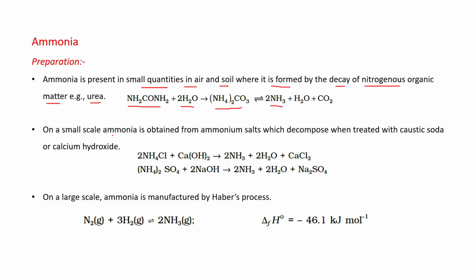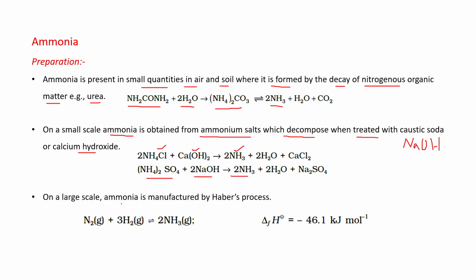On a small scale, ammonia is obtained from ammonium salts, which decompose when treated with caustic soda or calcium hydroxide. Caustic soda means NaOH. When ammonium salts like ammonium chloride react with calcium hydroxide, they form ammonia. When ammonium sulfate reacts with caustic soda, NaOH, it forms ammonia.